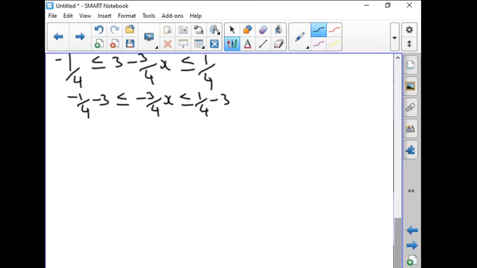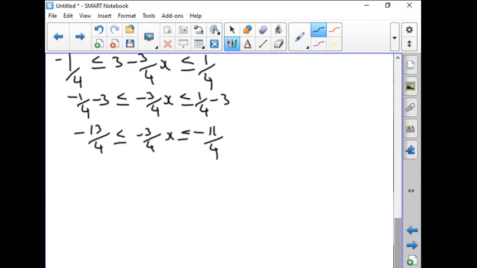So, what is this now? Minus 1 by 4 minus 3 will give you minus 13 by 4 less than or equal to minus 3 by 4x less than or equal to minus 11 by 4. So, now multiply throughout by 4.